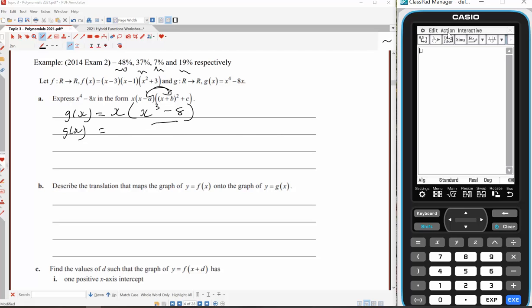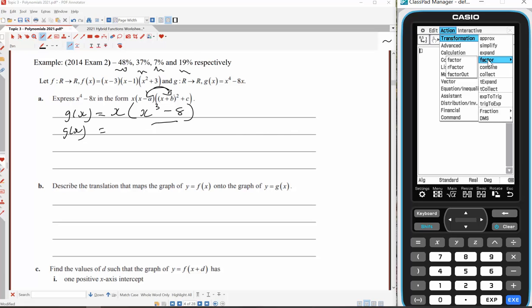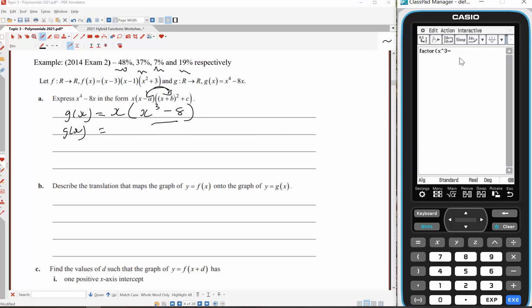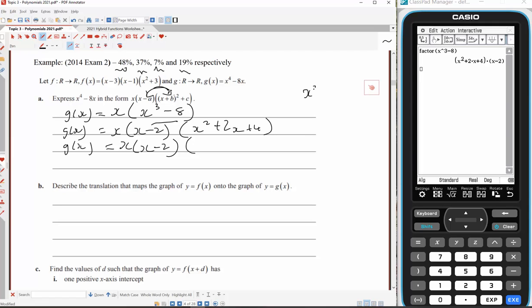So here we go, we're going to factor: action, transform and factor, and we'll feed it x cubed take 8. Alright, so it's close to it: x take 2, x squared plus 2x plus 4. That checks out, but we need to get it into turning point form, so we'll complete the square on that. g of x equals x take 2, and the trinomial becomes x squared plus 2x plus 1 squared, take 1 plus 4, which is x plus 1 all squared plus 3. Okay, that looks good. Express that in that form, done.